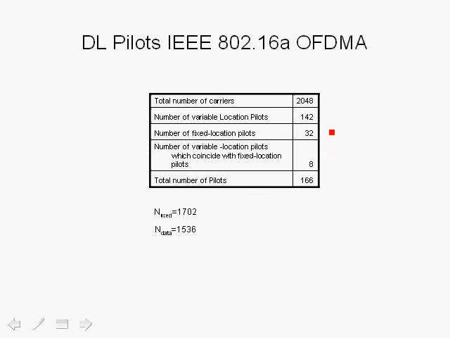Now it turns out that of the 142 pilots whose location varies, some of them coincide with the location of the fixed pilots, and that number is 8. So the total number of pilots is actually 142 plus 32 minus 8, which is 166. That's the total number of pilots used in the downlink subframe in OFDMA. Recall that the number of data carriers was 1,536, and the total number of used carriers is 1,702, which is equal to this number plus 166.